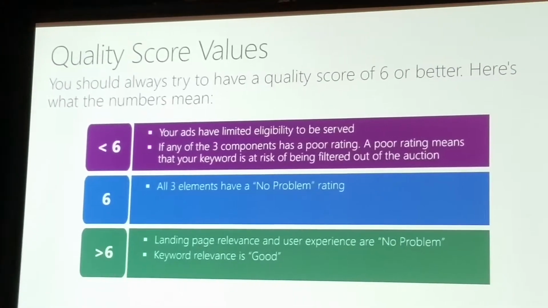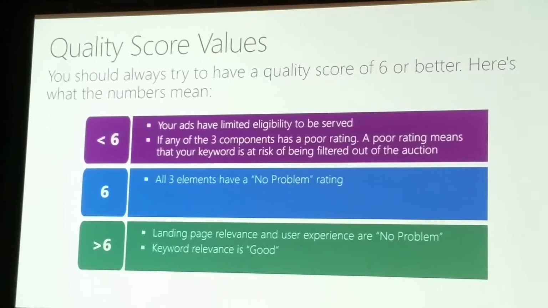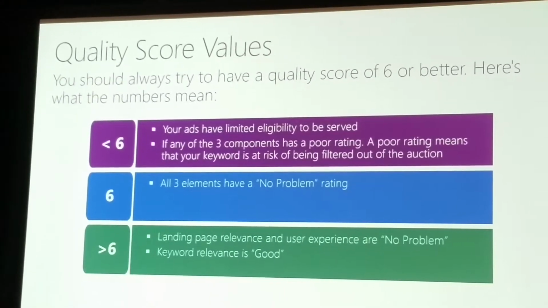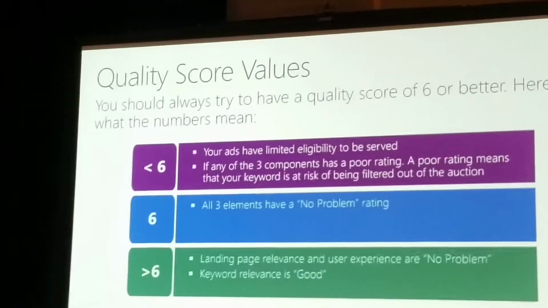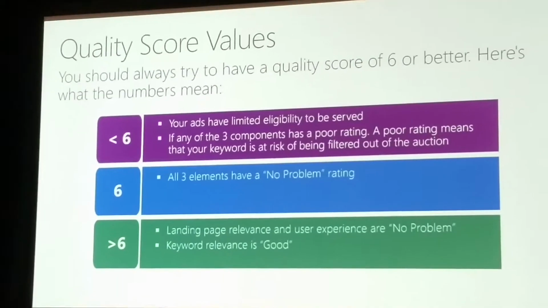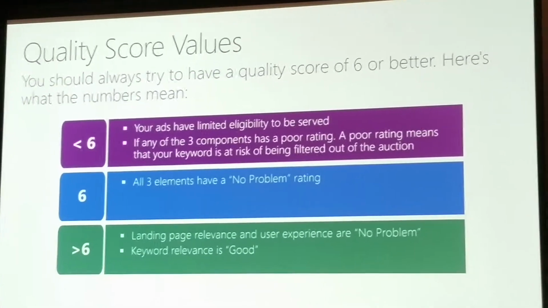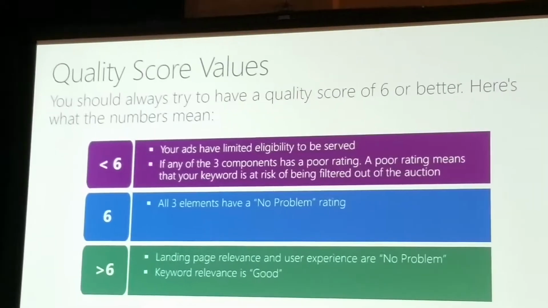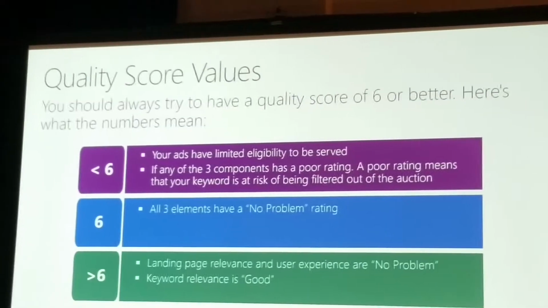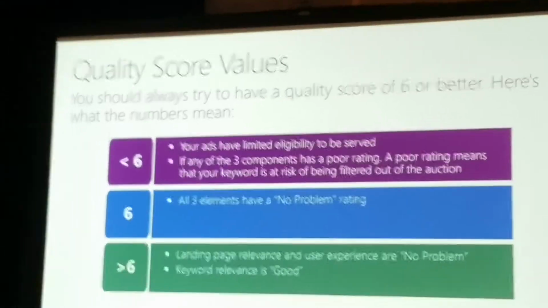And then anything greater than 6 means that your landing page relevance and user experience is a no problem, and that your keyword relevance is good. So that's really important to know that the only way you can get a quality score higher than 6 is if your keyword relevance is in the highest bucket, which is good. So really making sure that your keywords are relevant is very crucial to having the best campaign possible on the Yahoo network.